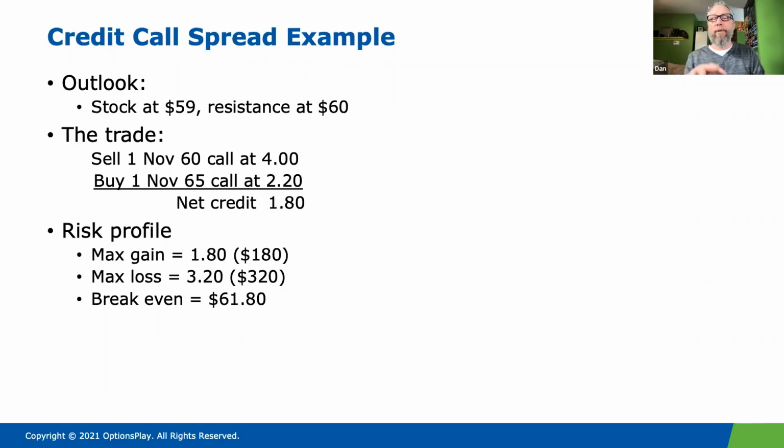Each option represents 100 shares of the underlying stock. So in that case, I would take in literally $180. Now there's another thing of note here. You may have noticed that where I'm saying we observe resistance at $60 a share, we're selling our strike at 60.